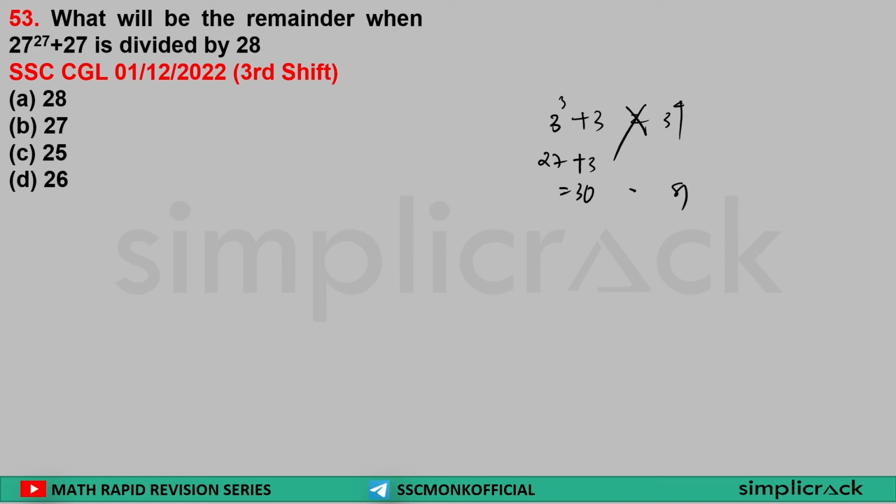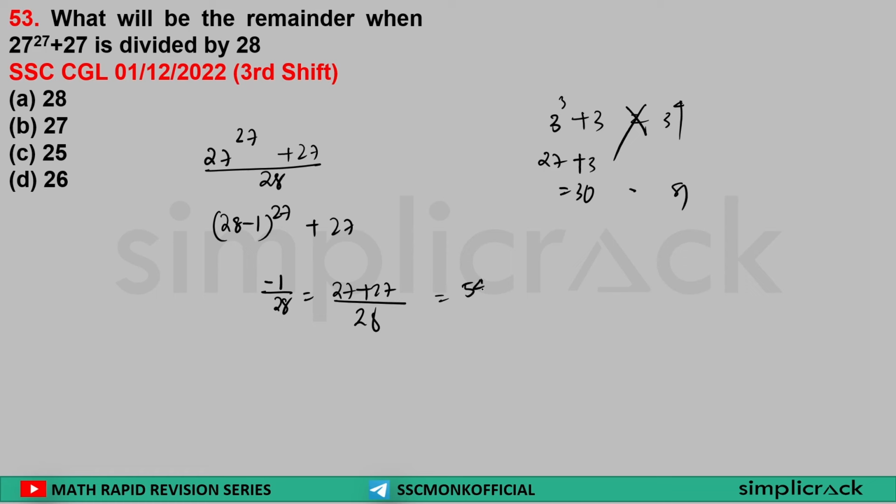Now, 27 to the power 27 plus 27 is given, divisible by 28. So 27 can be written as 28 minus 1, to the power 27, plus 27. Let's keep it as it is. Okay. Now sir, 28 is divisible, so minus 1 to the power 27. So the remainder will be minus 1 divided by 28. Okay. Now the remainder will be what? 27. 28 minus 1 is 27, 27 plus 27 divided by 28. So 27 plus 27 is equal to 54. 54 divided by 28. So 28 ones are 28.